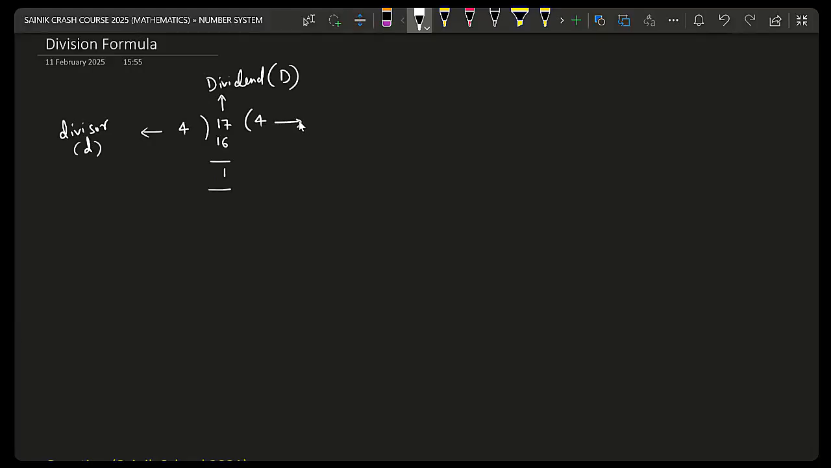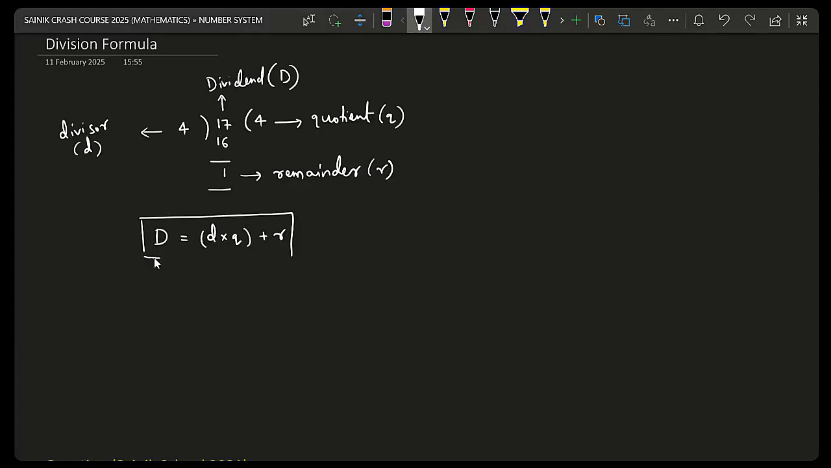And there are two results for the division. One is quotient, one is remainder. The quotient, in short, we call Q. And the other result of the division is called the remainder, which we call small r. There is always a true relation between them. That is, dividend is always equal to divisor into quotient plus remainder. This formula is always true.